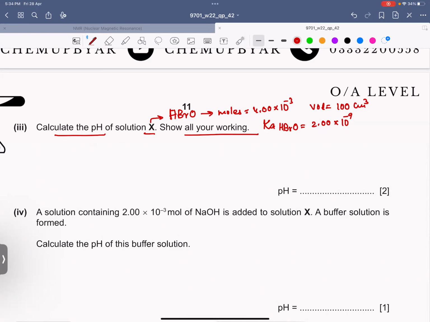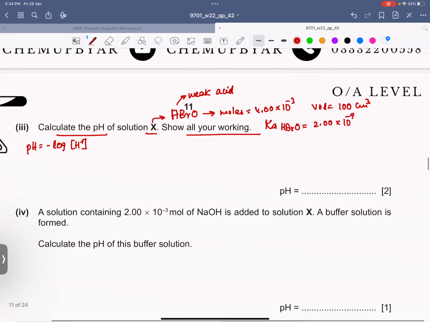If you recall, the basic formula for finding the pH is pH equals minus log of the concentration of hydrogen ions, right? And it's a weak acid, so we don't know the concentration of hydrogen ions. So we have to figure it out. For that, we are given the value of Ka, and we know the volume and the moles of HBrO, so we can find the molar concentration of HBrO as well.